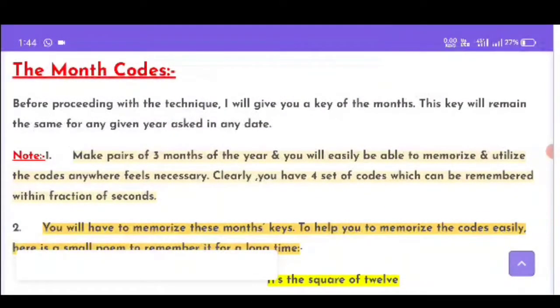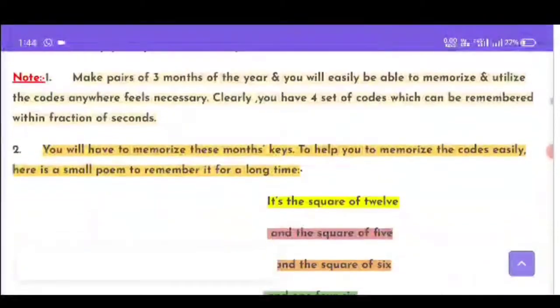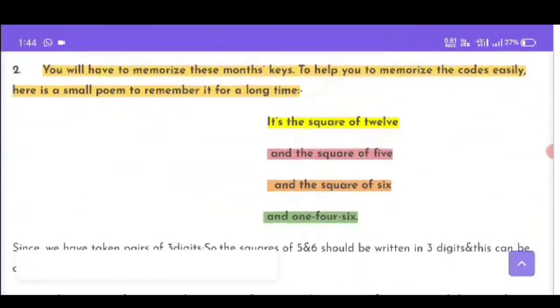So the month codes are next. Before proceeding with the technique, I will give you a key for the months. This key will remain the same for any given year and any date. Note that we make groups of 3 months of the year so you will easily be able to memorize and use the codes anywhere when necessary. Clearly you have 4 sets of codes which can be remembered within a fraction of seconds. I will help you remember them because I am a memory trainer too. You will have to memorize these month keys. To help you memorize the codes easily, here is a small poem or verse to remember them for a longer period of time.